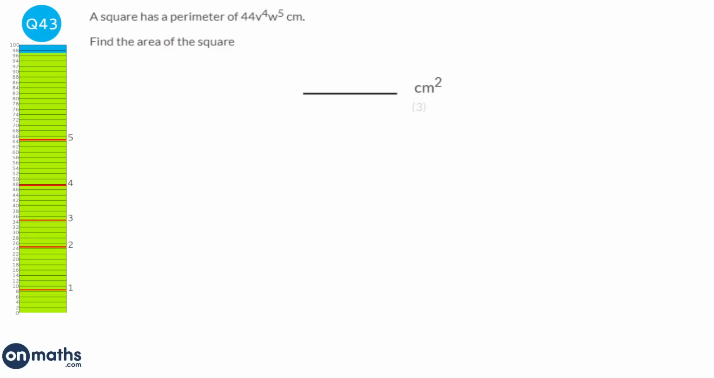So we need to first of all work out what the length of the side of the square is. And to do that, what we do is we get the 44v to the power 4 w to the power 5 and we just divide it by 4. And to do that, all we need to do is just divide the coefficient by 4. So it'd be 11v to the power 4 w to the power 5.